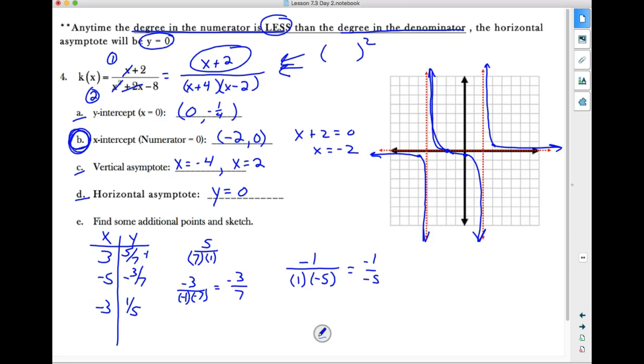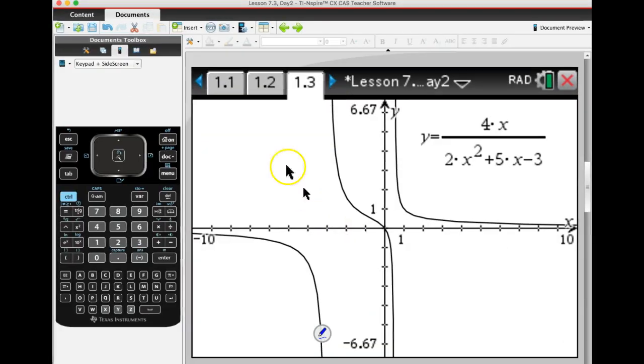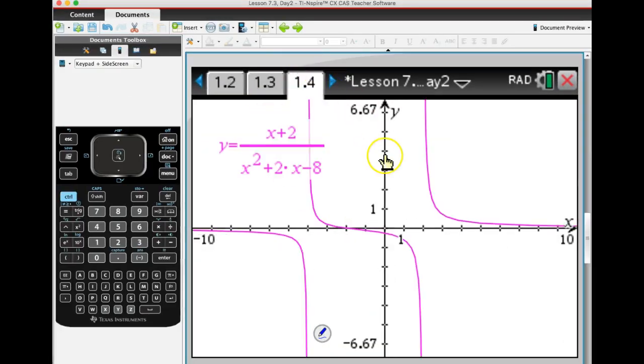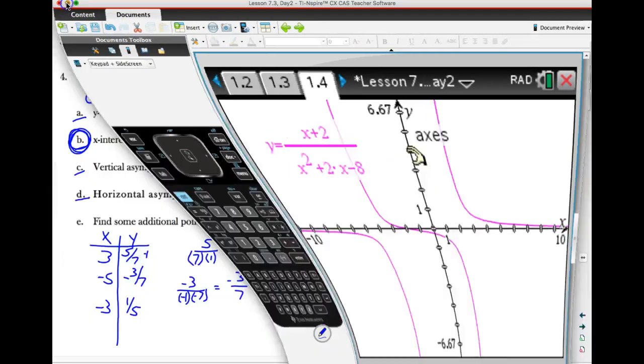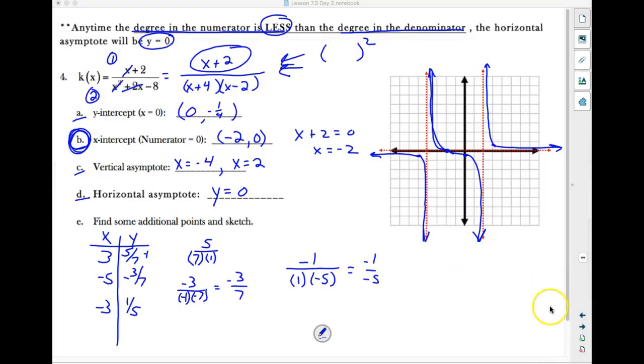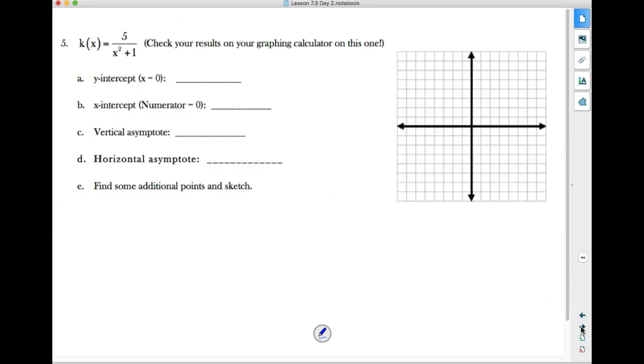So if I check this on our graphing calculator, here it is, and you can visibly see the horizontal asymptote at 0, a vertical at negative 4, and a vertical at 2. And I think we have one more problem to nail out. I'm sure 99.9% of the population is up to speed, but number 5 is a tough little bugger.